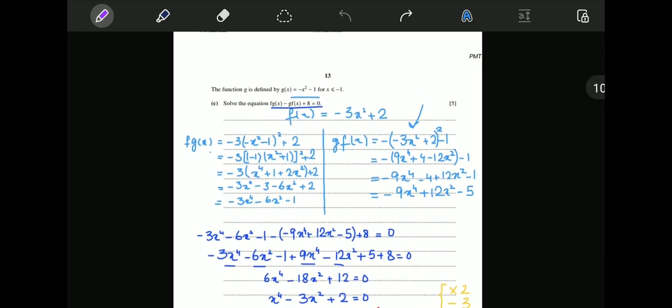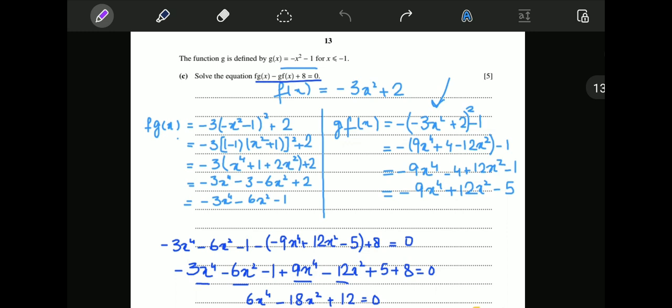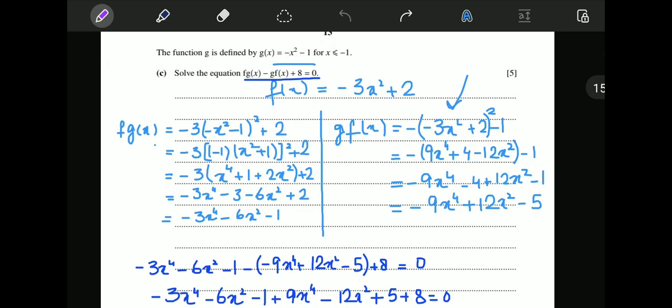There is also a part C, so let's do that. The function g is defined by this, for x smaller than or equal to minus 1. Solve the equation. If you have been given this equation and you do it by putting all the values together, then it would be difficult. So what I'm doing is first finding fg of x, g of f of x, separately, and then substituting in the given whole equation.